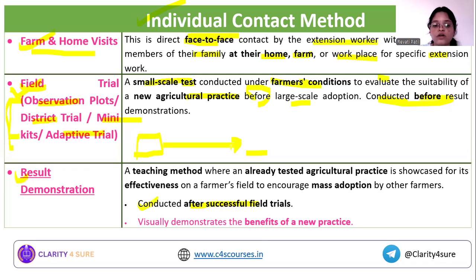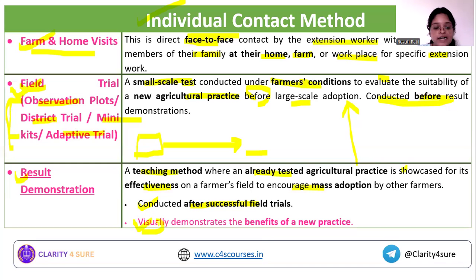Okay, so we know that variety we tested is viable, is really beneficial and economical. So we want to promote it on a larger scale. Of course, we want to promote it on a larger scale. So the result demonstration is going to do that for us. It is a teaching method where an already tested agriculture practice, which we tested under a field trial, we are going to showcase for its effectiveness on the farmers' field to encourage mass adoption by the farmers.